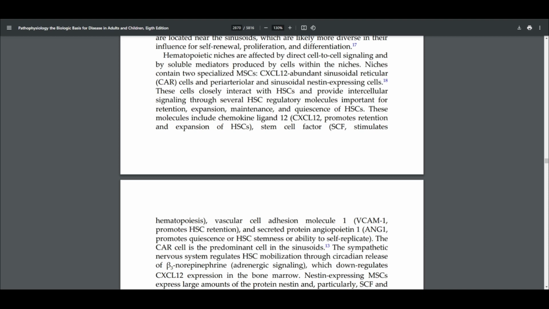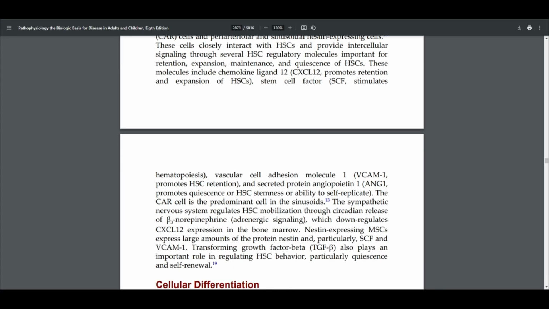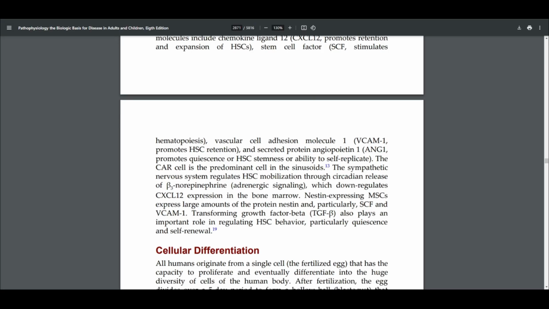These cells closely interact with HSCs and provide intercellular signaling through several HSC regulatory molecules important for retention, expansion, maintenance, and quiescence of HSCs. These molecules include chemokine ligand 12, stem cell factor, vascular cell adhesion molecule 1, and the secretoprotein angiopoietin 1. The CAR cell is the predominant cell in the sinusoids.